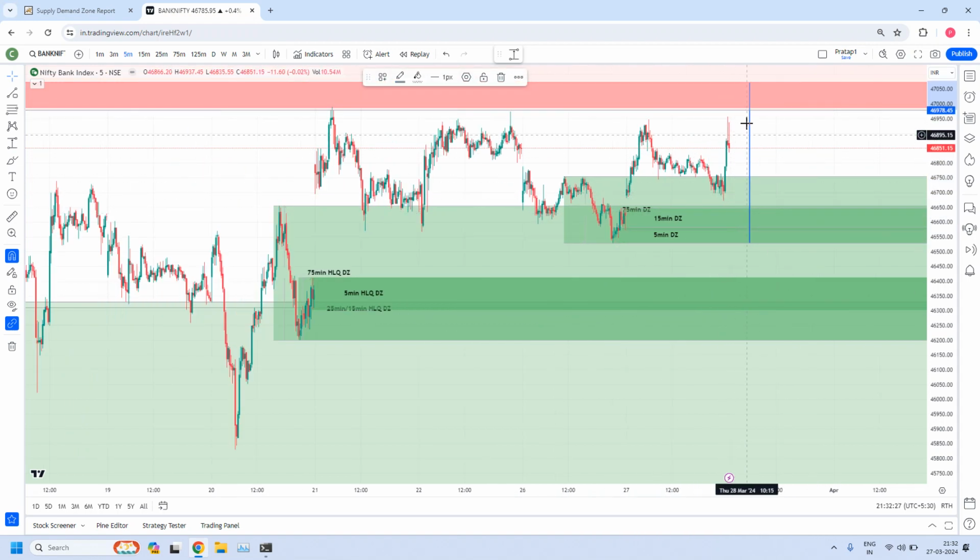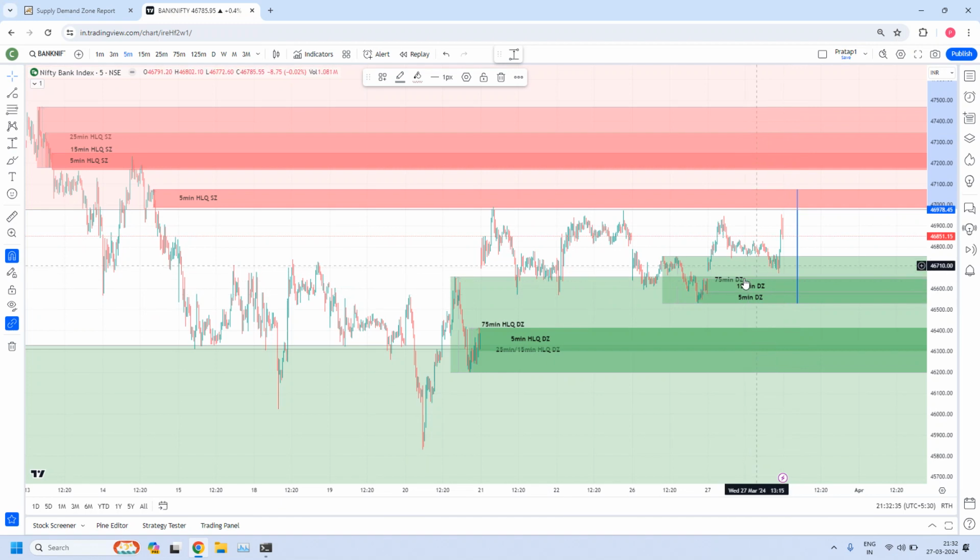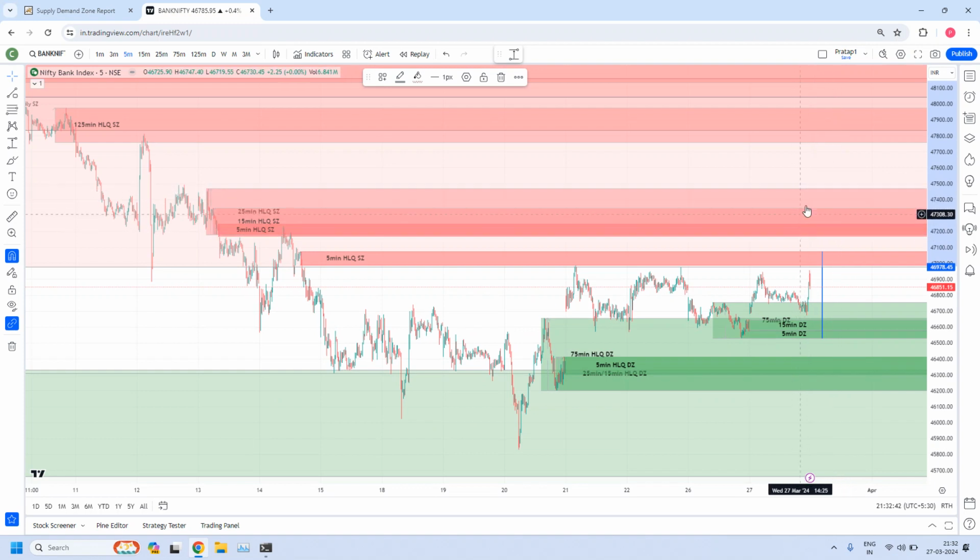Okay, this is the range. And if this is violated, the range will move from here to here. Suppose this is holding and this 5 minutes high liquidity is violated. Next the range will move to the next level. Here we have 25 minutes high liquidity, 15 minutes high liquidity, 5 minutes high liquidity. All these are high liquidity zones. So probably the range will slightly move to the higher level. This is the way you can plan your trade setups tomorrow.